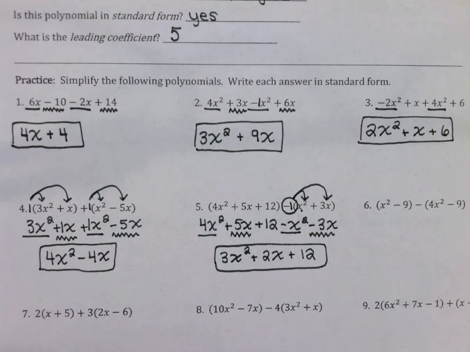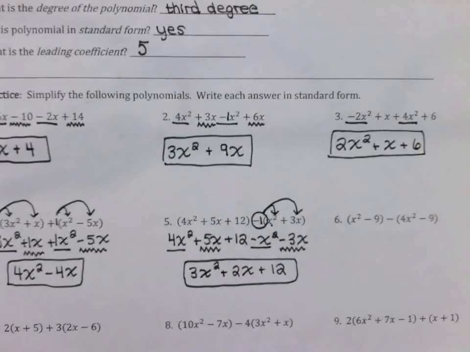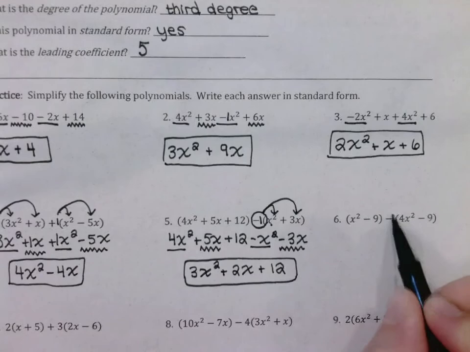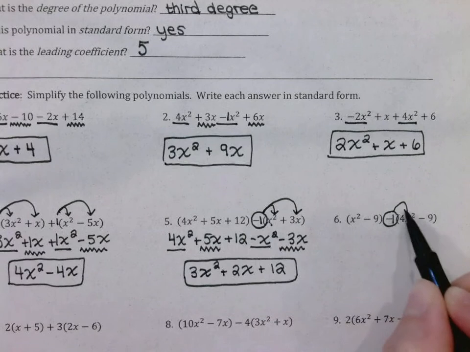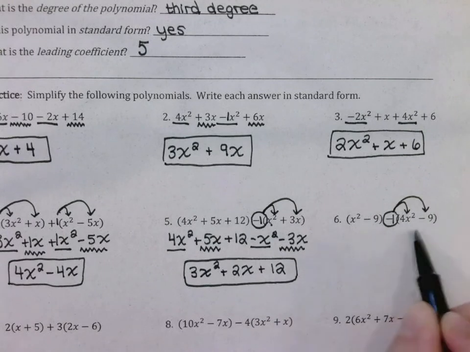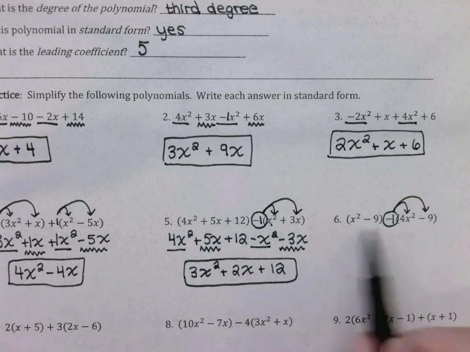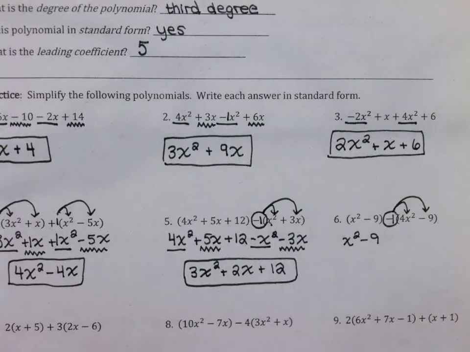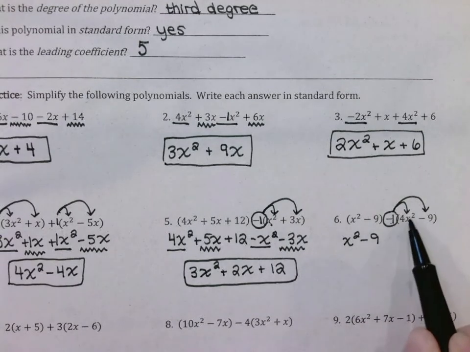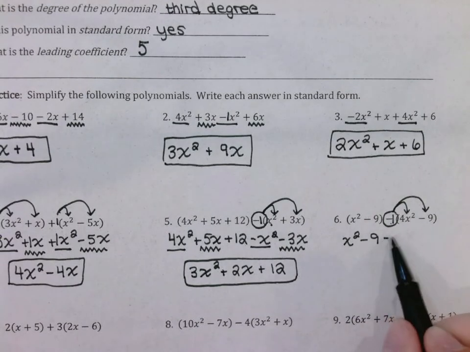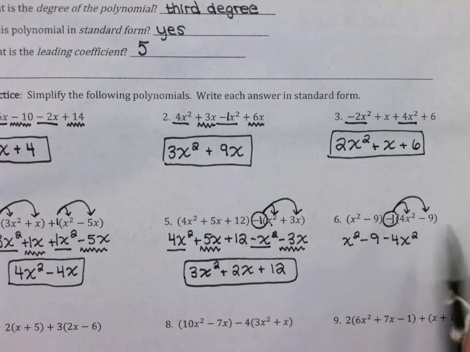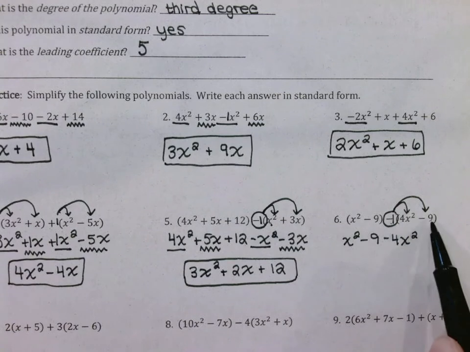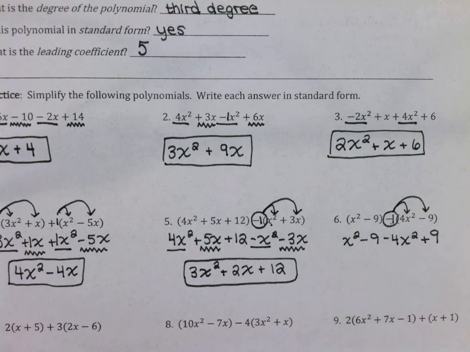All right, for number 6, again, we're distributing what is really a -1 to everything behind, every term in this expression. The first expression doesn't change, so I'm just going to write that down here: x squared minus 9. But now we have to do -1 times 4x squared. So that's -4x squared. Then we have -1 times -9. Well, a negative times a negative gives us a +9.